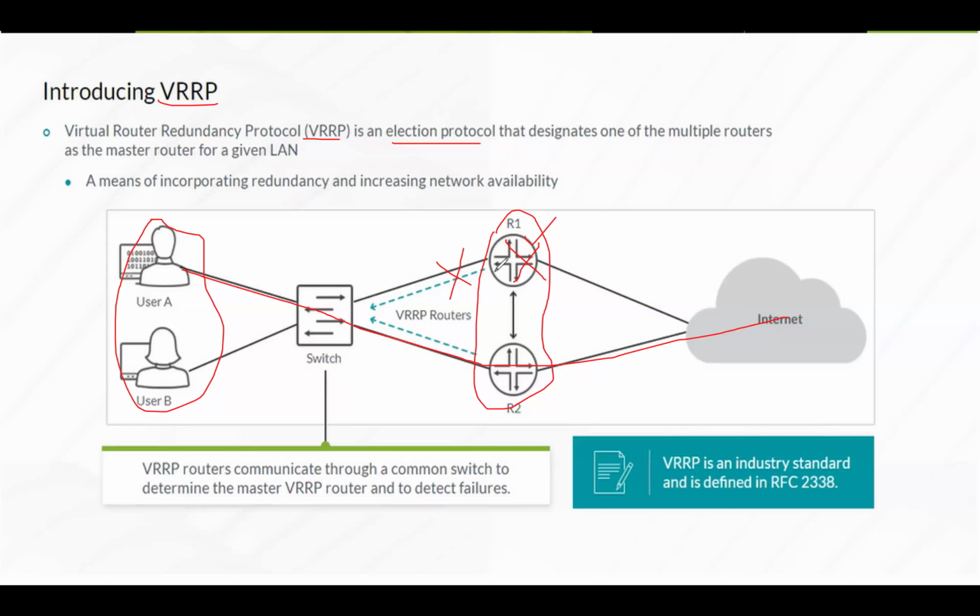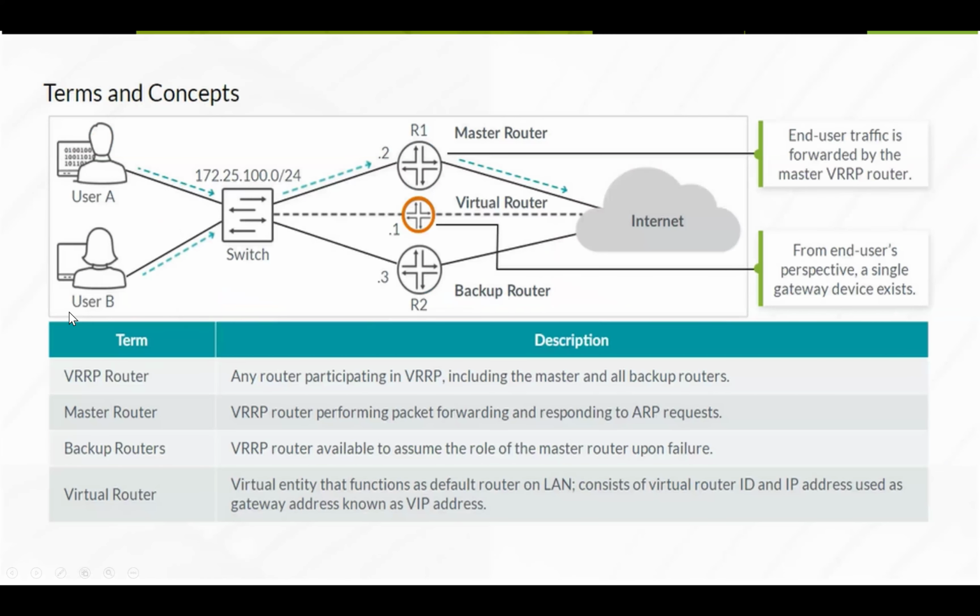So if you want to increase the availability of your network, if you consider redundancy, you need to configure VRRP in that scenario. Okay. So these are the key points to deploy VRRP.